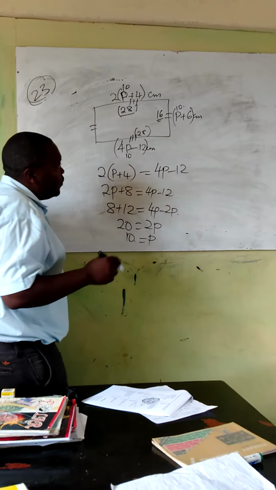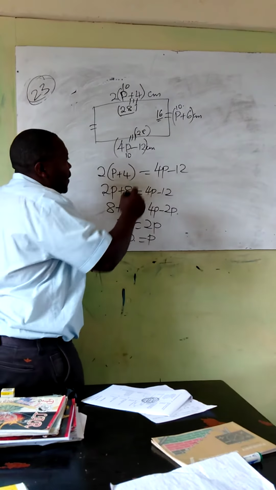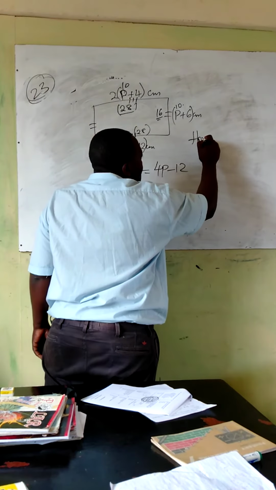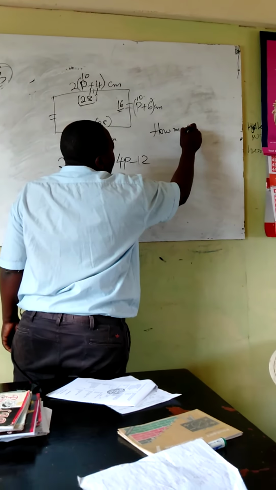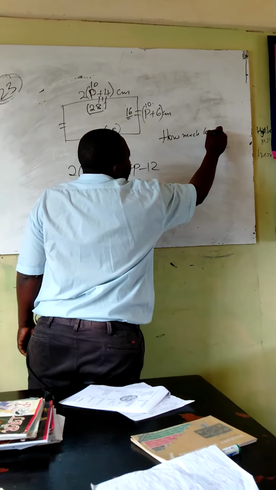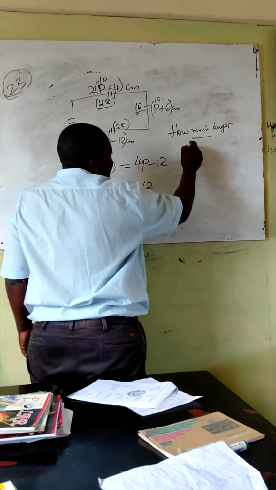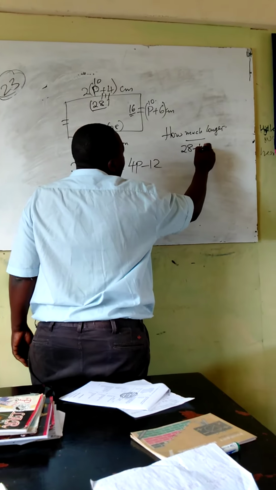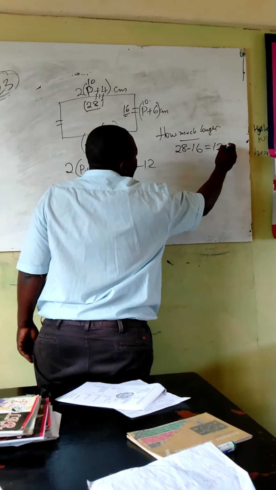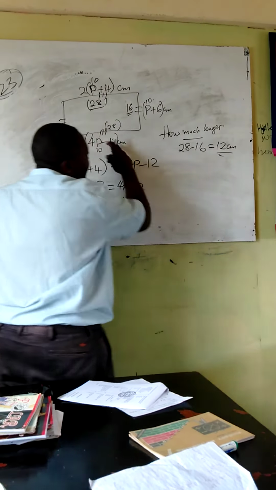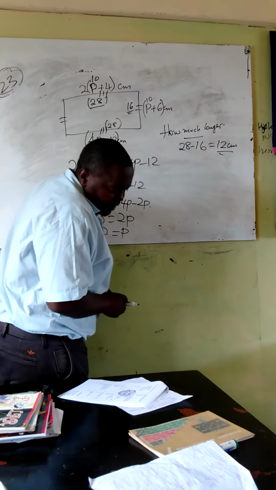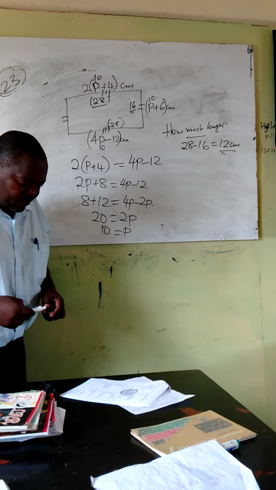So how much longer is the length than the width? How much longer means that we do a comparison, a subtraction. So it will be 28 minus 16, which is 12 centimeter. So the length is 12 centimeter longer than the width. Question number 24.